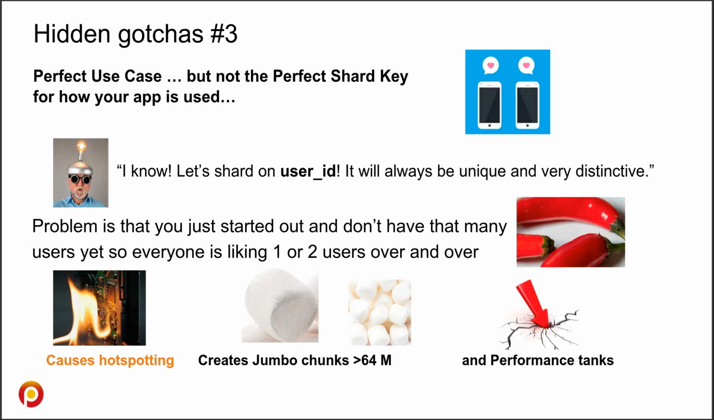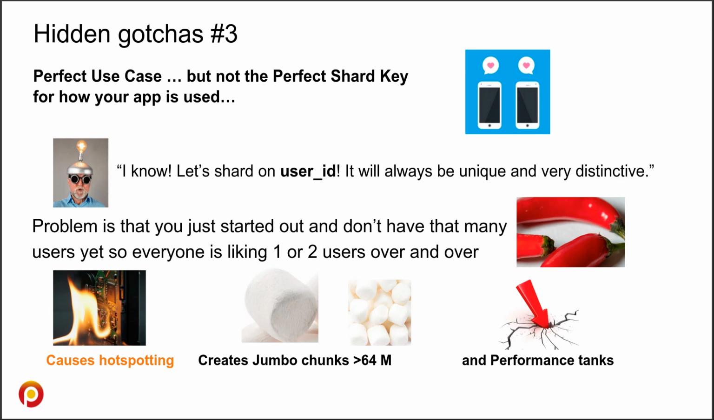So here you are, you're happy as a developer, and you're like, yes, I know exactly what my application is going to do. I know that this is going to be the perfect shard key, okay? For example, if you're going to do a social media type app of whatever kind, and let's do it on user ID, right? Because it's always going to be unique. It's always going to be extremely distinctive. Those are two important things that Mike talked about previously. Well, the problem is you don't know how many users you have, and you don't know that some users may be more popular than others.